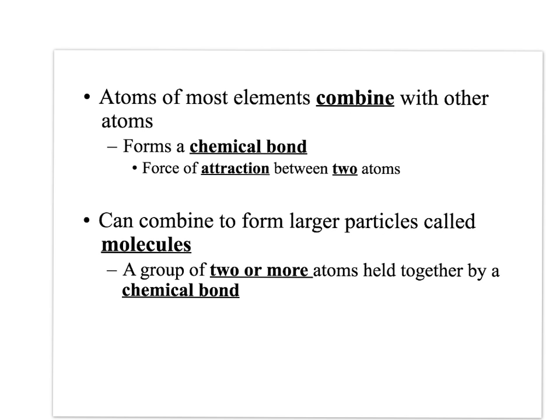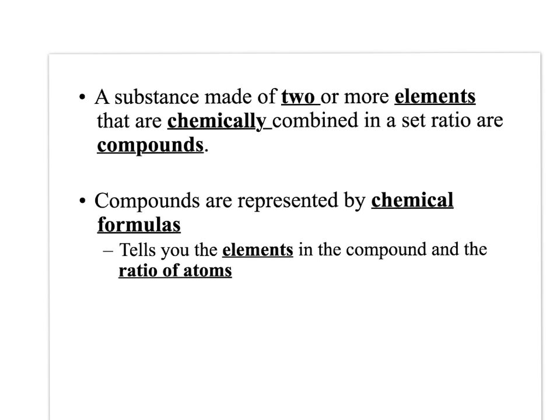Atoms of most elements combine with other atoms. This forms a chemical bond. A chemical bond is a force of attraction between two atoms. You can combine to form larger particles called molecules when you have a chemical bond. A group of two or more atoms is held together by a chemical bond. A substance made of two or more elements that are chemically combined in a set ratio are called compounds. Compounds are represented by chemical formulas. They tell you the elements in the compound and the ratio of those atoms.